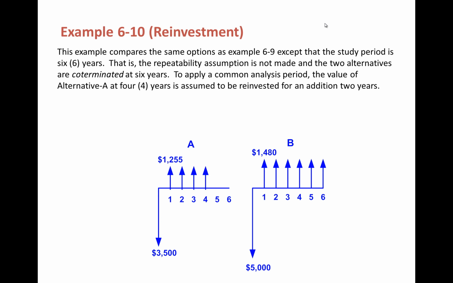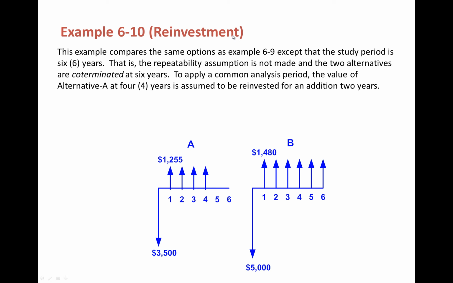So here's an illustration of how you could do the reinvestment option. So you've got 2 different items available. One of them costs $3,500 and it lasts for 4 years. In fact, this is the item that we were looking at before. When we use the repeatability assumption in the first example that we worked with this cash flow diagram, we did 3 cycles of option A and 2 cycles of option B. Well, if we can't do repeatability, maybe we can do reinvestment.